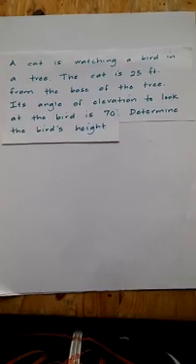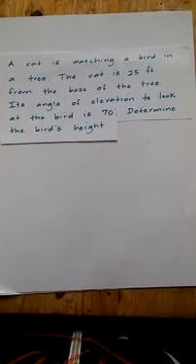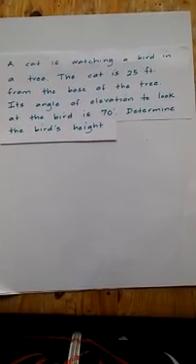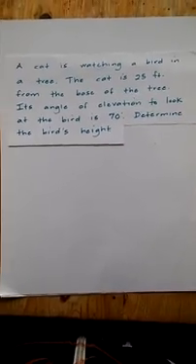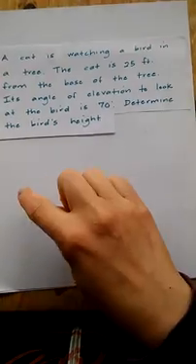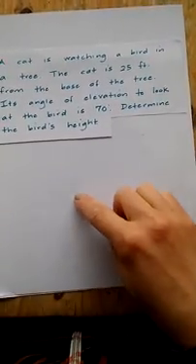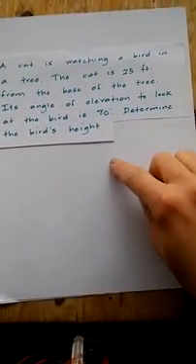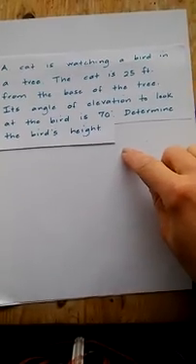In this situation, we have a new vocabulary word, angle of elevation. And what that means is typically we are looking straight out on a horizontal. Angle of elevation means that the object we want to look at is going to require us to look up.